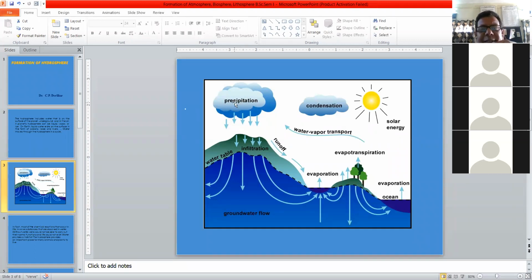This precipitation is nothing but water which is coming from the rain. These are the clouds condensing and forming the rain. And this rain falls on the surface of Earth. Some of the amount of water is infiltrated into the body of the Earth, and this is called underground water. And the upper surface of underground water is known as the water table.